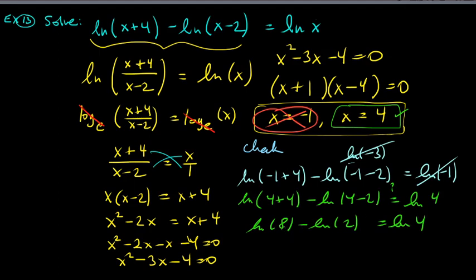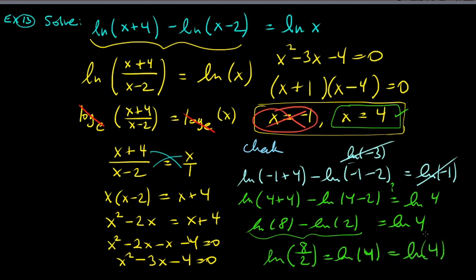Now, if you're thinking, well, wait a minute, 8 minus 2 is 6. How do you get 4? Remember, quotient rule. This is not the log of 8 minus 2. It's the log of 8 divided by 2. And 8 divided by 2 is 4. That's certainly equal to the right side, which is also log 4. So log 4 equals log 4. That's correct, which means x equals 4 was the correct solution. And that's the only one.